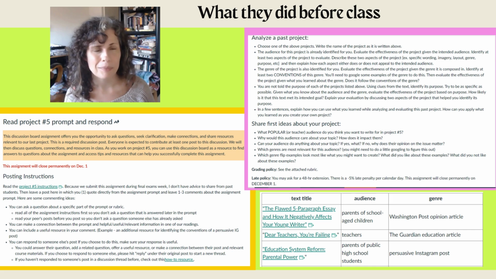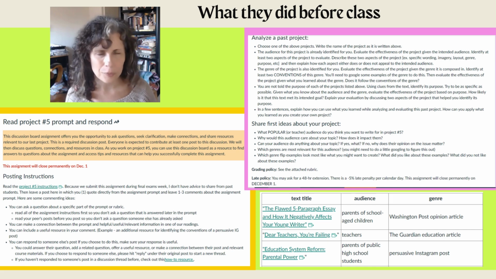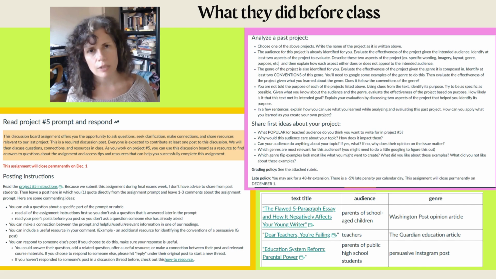And so by the time they reach this major project, they're very comfortable and very familiar with and used to doing this assignment. So they always have a link to the instructions in this assignment. So they read the instructions, and then they have a couple of options about how they respond in the discussion thread. So they can ask a question about a specific part of the assignment prompt.